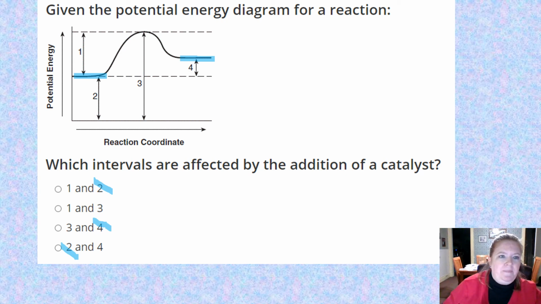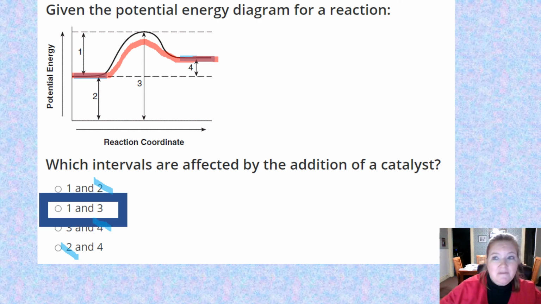Let's double check. So 1 is the activation energy, right? Going from the reactants to the tip top. And 3 is the activated complex. So if I changed the color, if I added a catalyst, start the same, follow the same shape, just go lower, end the same. Oh, yes, 1 and 3 would be different.